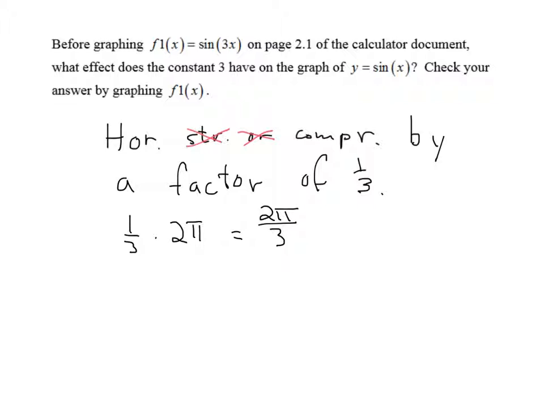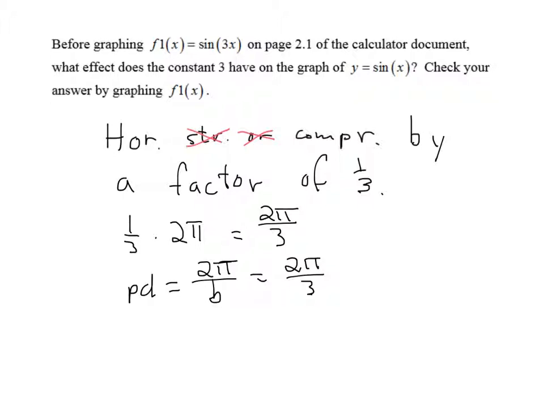Okay? And another way, you might have even remembered the formula that the period always equals 2 pi divided by that b term, and the b term in this case is 3, so 2 pi over 3. So there are several ways to anticipate what's going to happen with the graph of sine of 3x. All right, now go ahead and plug that in on page 2.1.